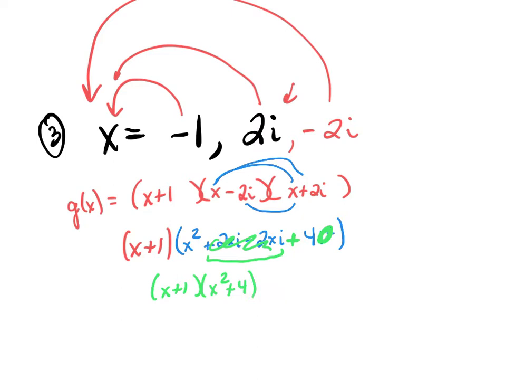Now, you can give yourself a little check at this point, because if I were to ask you to solve right from this point, you would set each parenthesis equal to 0, right? So x plus 1 equals 0, I would get x equals negative 1. x squared plus 4 equals 0, I'd move the 4 to the other side, so I'd get x squared equals negative 4. When I take the square root, that's where I get my plus and minus 2i. So at this point, you can look and say, okay, I'm on the right track. All my i's canceled out.